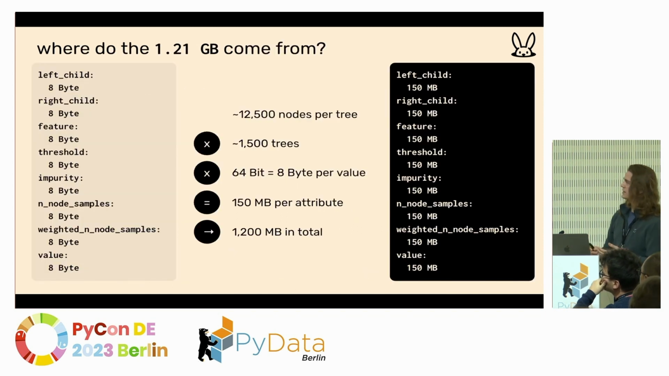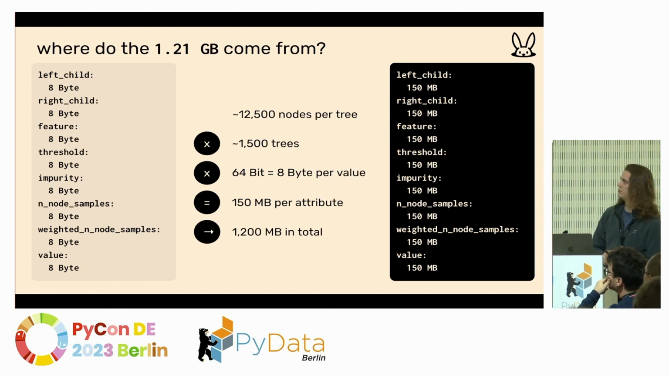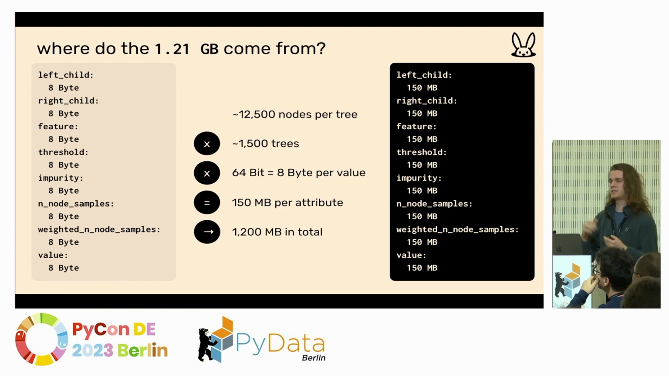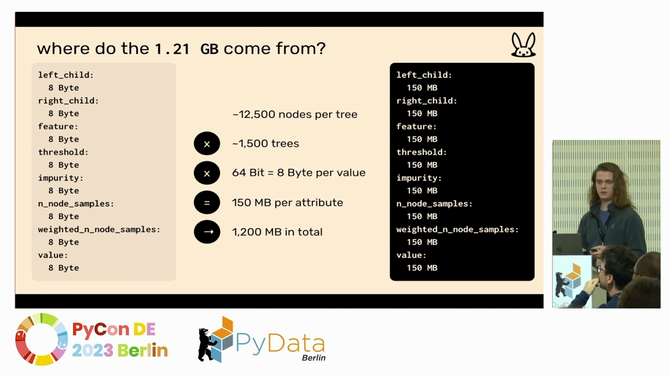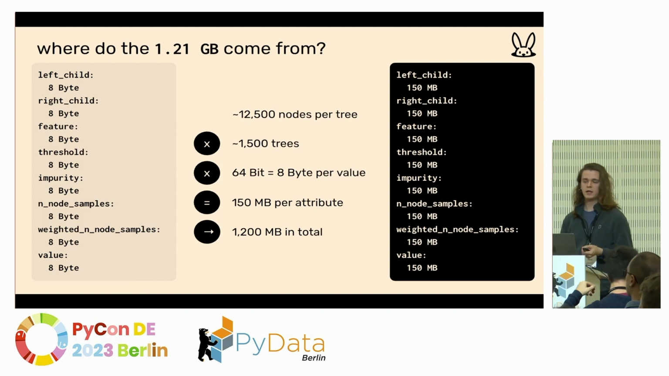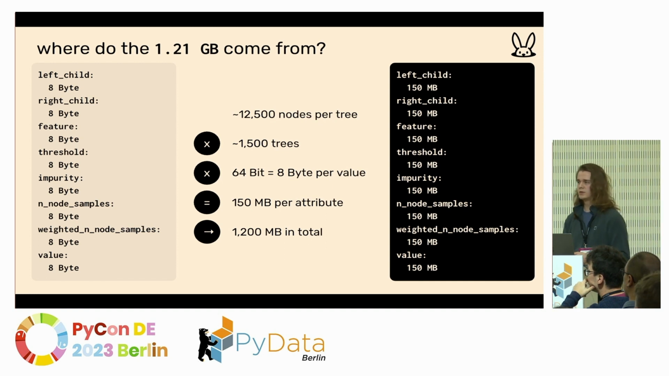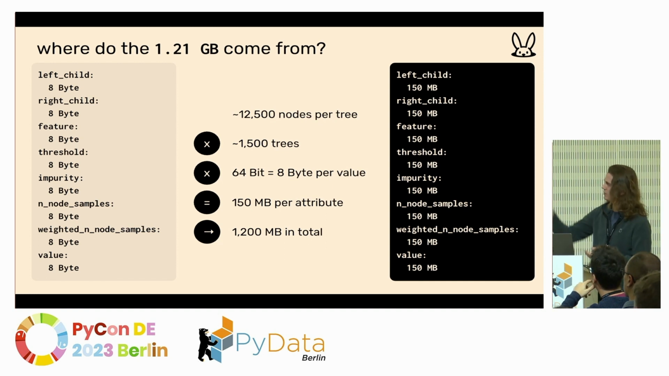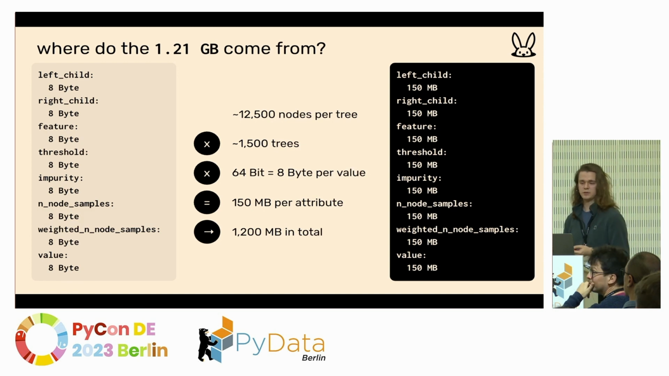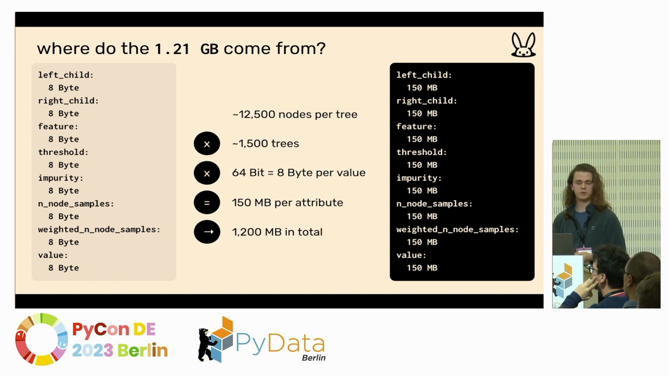Okay, so basically all of these attributes that I've shown you right now consist of int64 or float64 numbers, i.e. 8 bytes per element. Usually each of the trees consists of approximately 12,500 nodes, and our pipeline consists of approximately 1,500 trees. So with these 64-bit numbers, times 12,000 nodes, times 1,500 trees, we get to 150 megabytes per attribute.